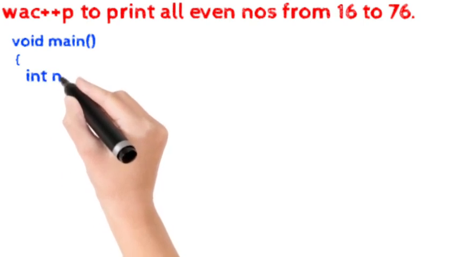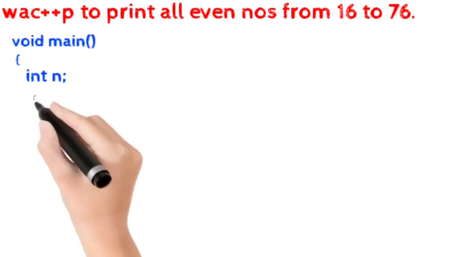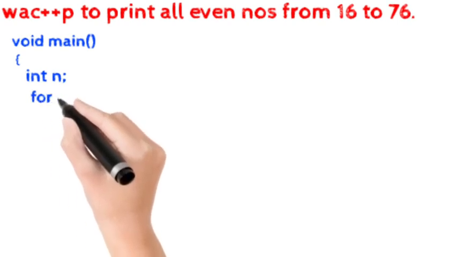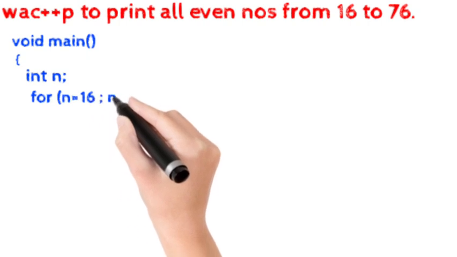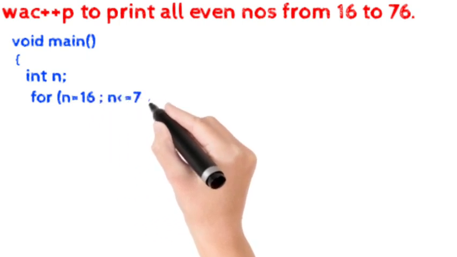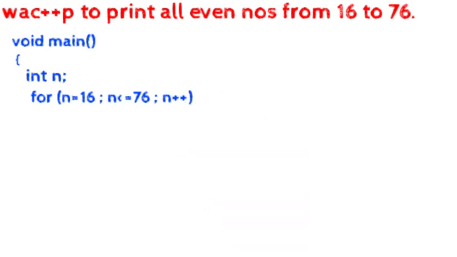N. Fine, int n. Then the loop has to start with the number 16, and supposed to continue till 76. So as we are using for looping structure, we have to specify for n equal to 16 and semicolon, n less than equal to 76, that is the condition, and iteration, that is incrementation, as the loop is continuing in increment order, so n plus plus we need to write.